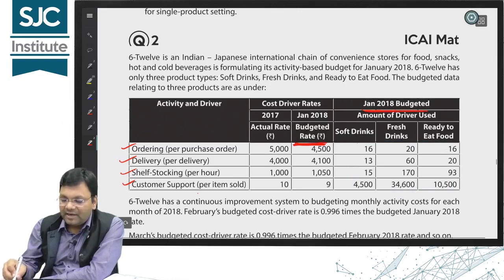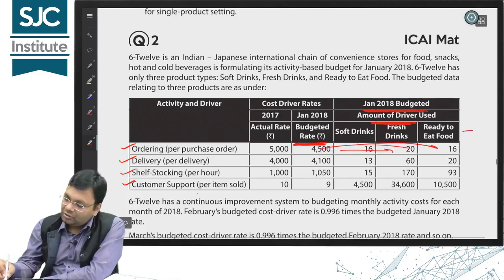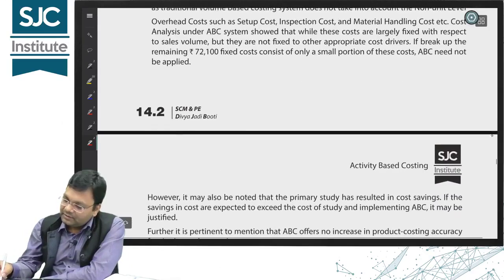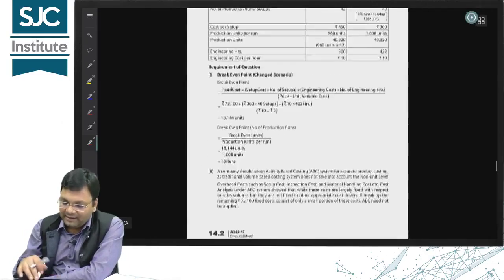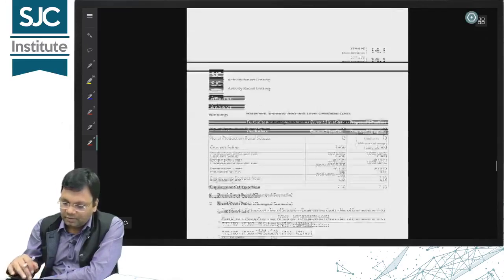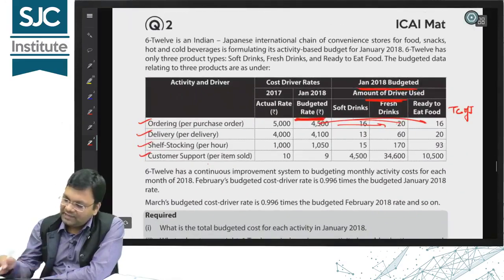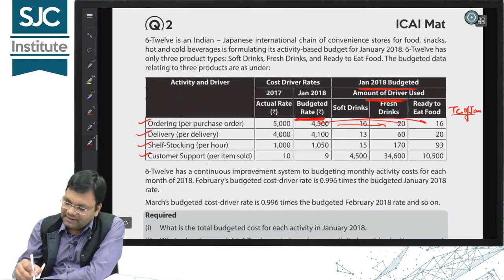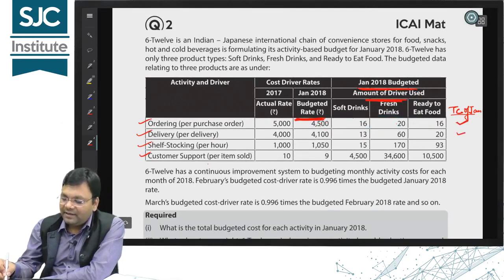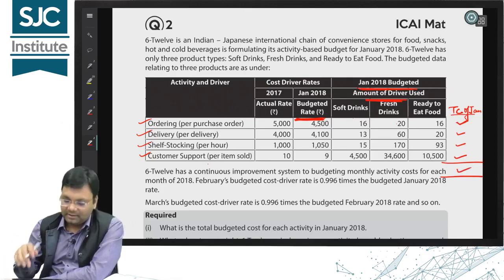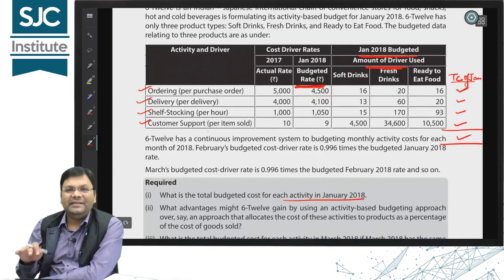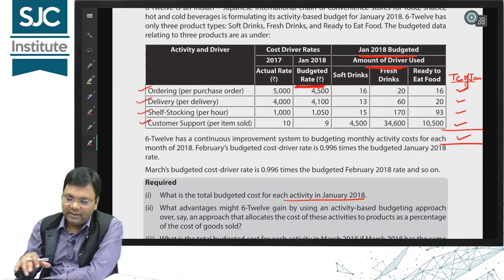January's budgeted rate multiplied by January budgeted amount of driver. So this into this, this into this, this into this will give us the total cost of January. Okay, so the question is actually requiring you to find this total cost of January. So it is very easy. Just multiply this with 16, 20 and 16 and add it. So you will get the total cost of January here, here, here, here, and then you can take the total. So that is the first part, budgeted cost for January. Very easy. You can do it in a calculator and check with the answer given over here.